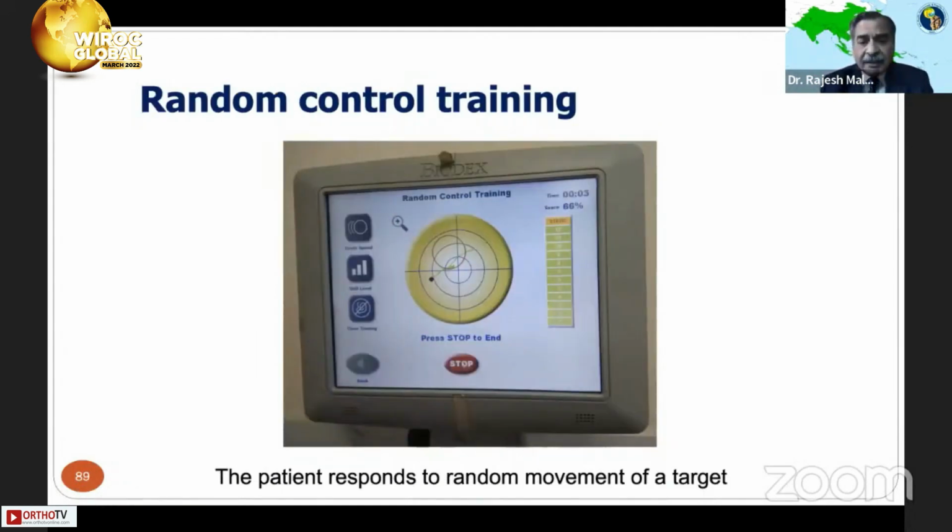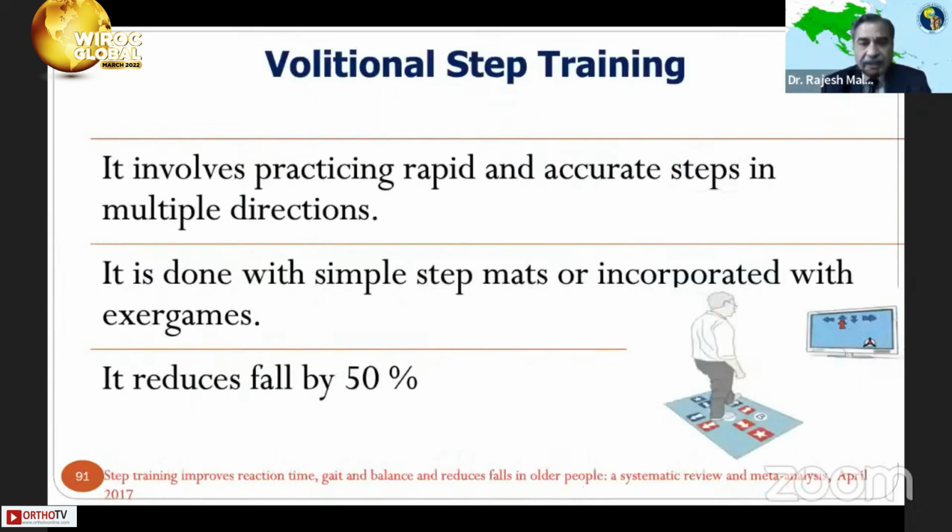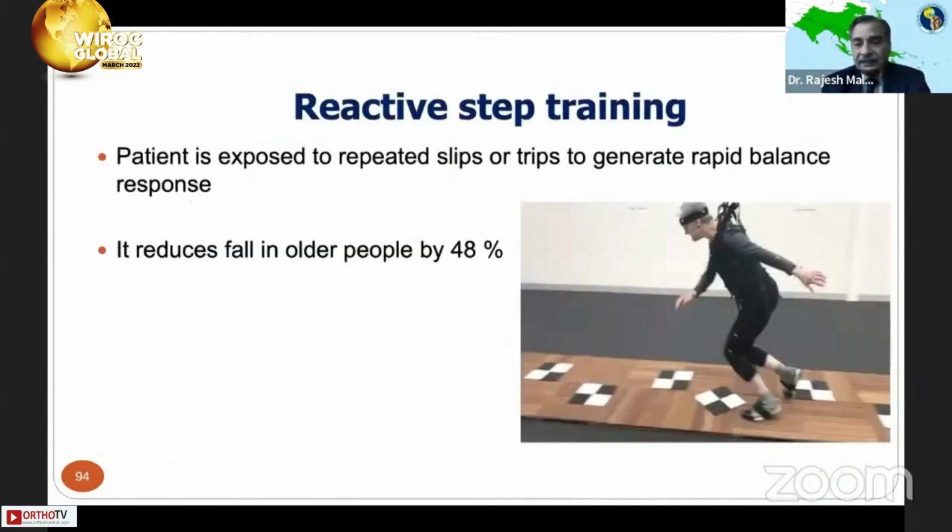And then of course there's random control training like this. There are games which are called exergames, which are exercise based video games. They can improve the physical balance and strength and cognitive function, and they are available by V also. There's something called volitional step training, which involves rapid and accurate steps in multiple directions, which can reduce falls by 50%.